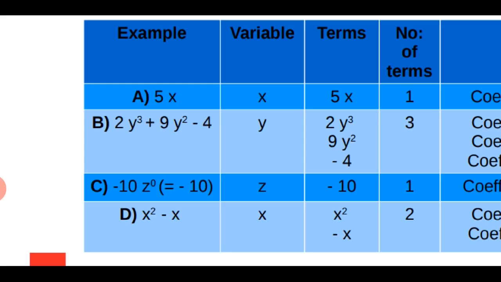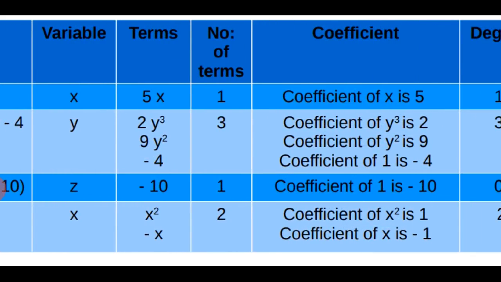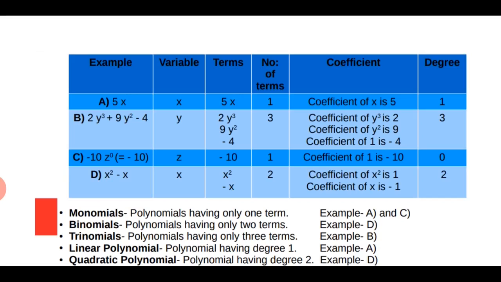And what is the variable that has been used in this expression? That is y. What are the coefficients? The coefficient of y cube is 2, the coefficient of y square is 9, the coefficient of the constant term is -4. And if you see the degree of this example, that is 3. We know that in class 9th we studied that the highest power of a variable used in an expression is called the degree of the expression.